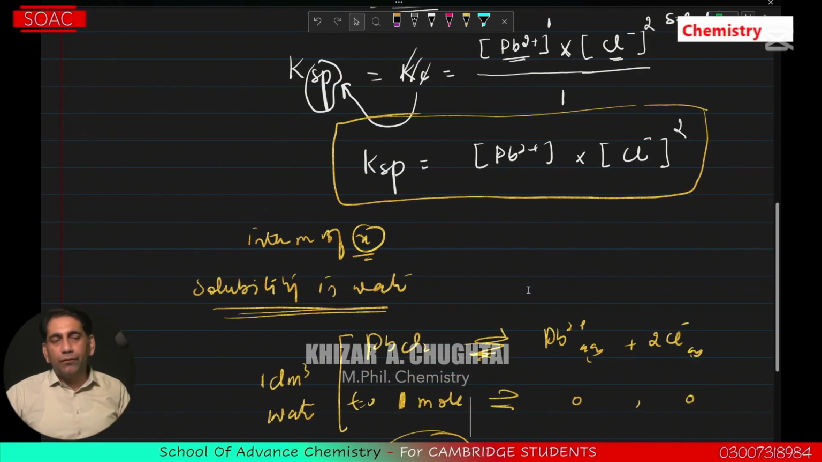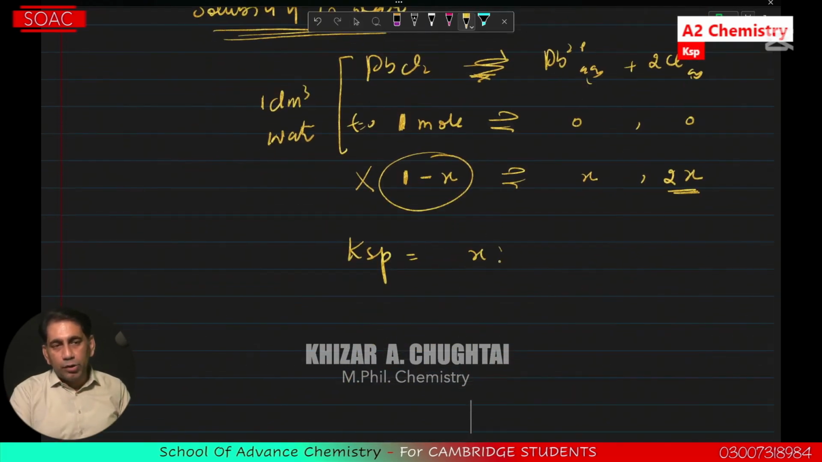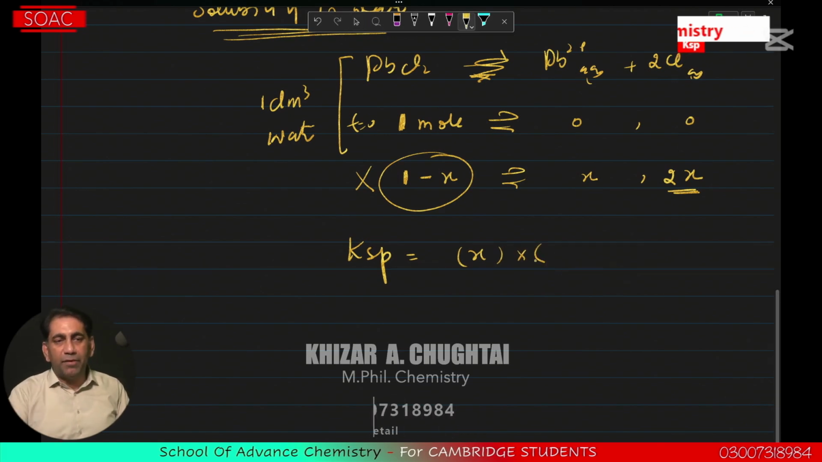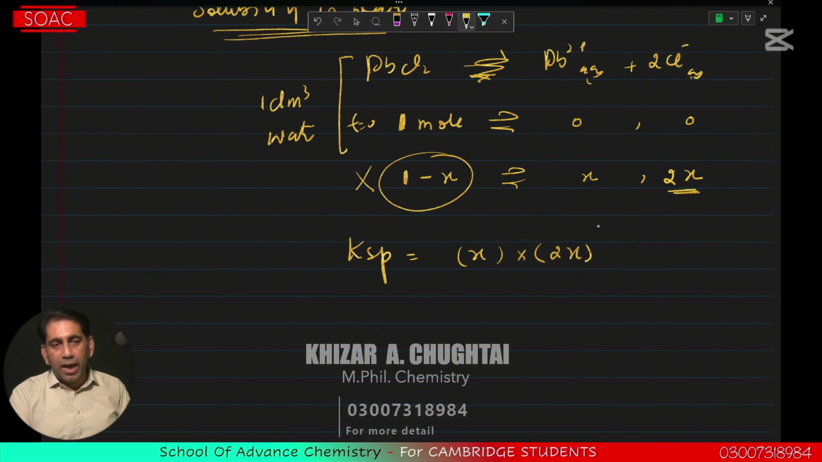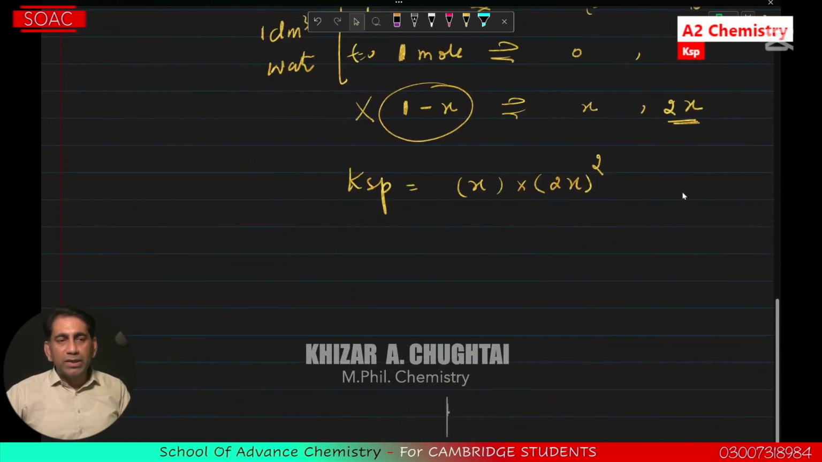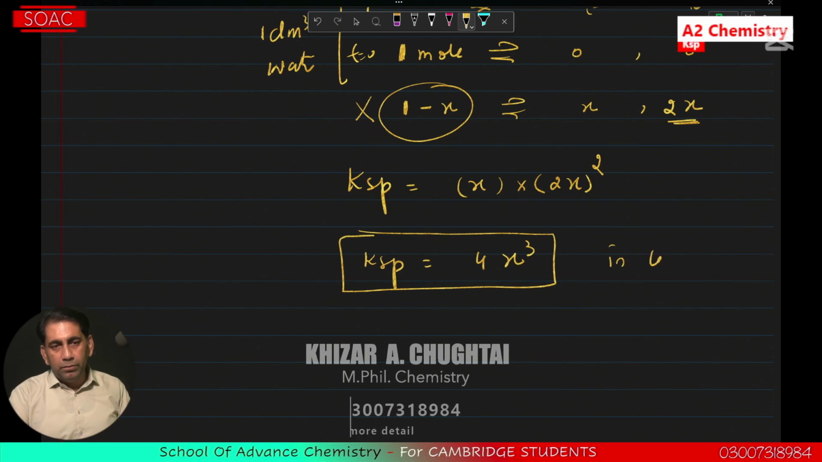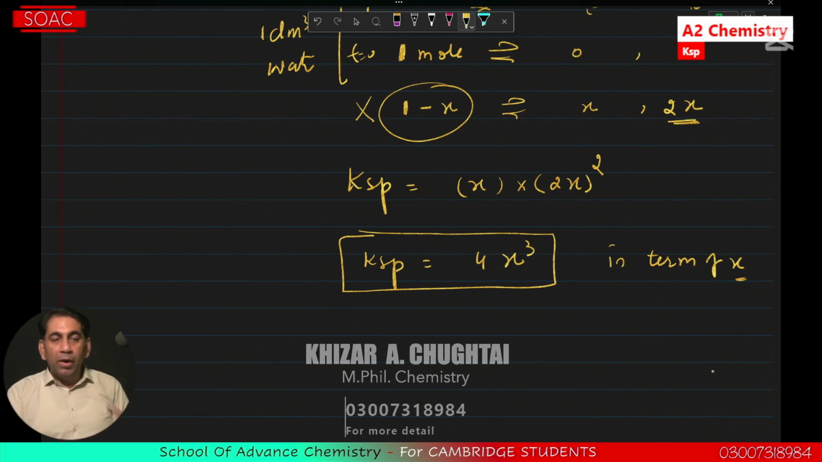What is the concentration of Pb2+ ion in terms of X? That is X. So X multiplied by, what is the concentration of Cl- ion in terms of X? That is 2X, raised to power 2. So what is the answer? The KSP is equal to 4X cube. So this is the new expression of KSP in terms of X.